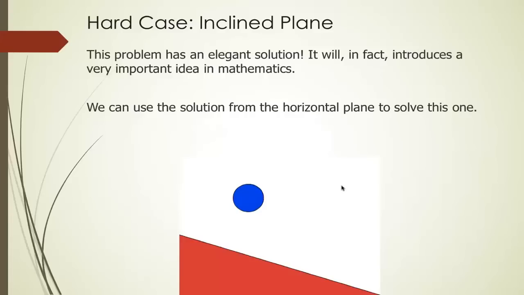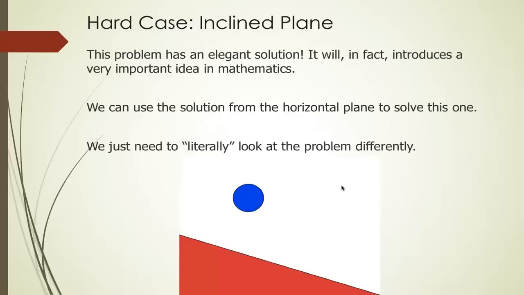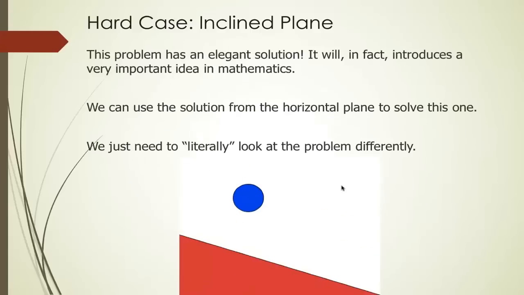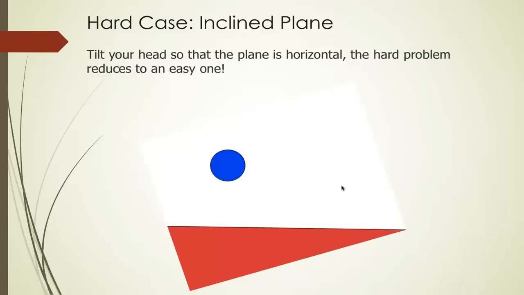You literally take this picture and we simply look at this problem differently. And how do we do that? Well, we're going to tilt our head so that now the plane is horizontal. So once again, this is the original problem. We're going to tilt our head to the right so that the problem is now horizontal. Then this is an easy problem because this is a horizontal problem. We solve this problem, and then we tilt our head back to get the original solution.